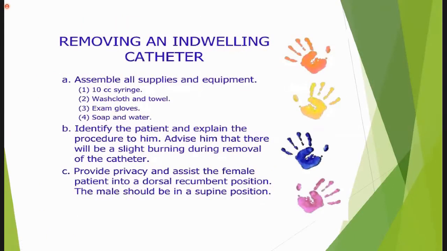Okay. Removing an indwelling catheter. Assemble all supplies and equipment. You need a 10 cc syringe, washcloths and towels, examination gloves, and soap and water. Identify the patient and explain the procedure. Advise him that there will be a slight burning during the removal of the catheter. Provide privacy and assist the female patient into the dorsal recumbent position.